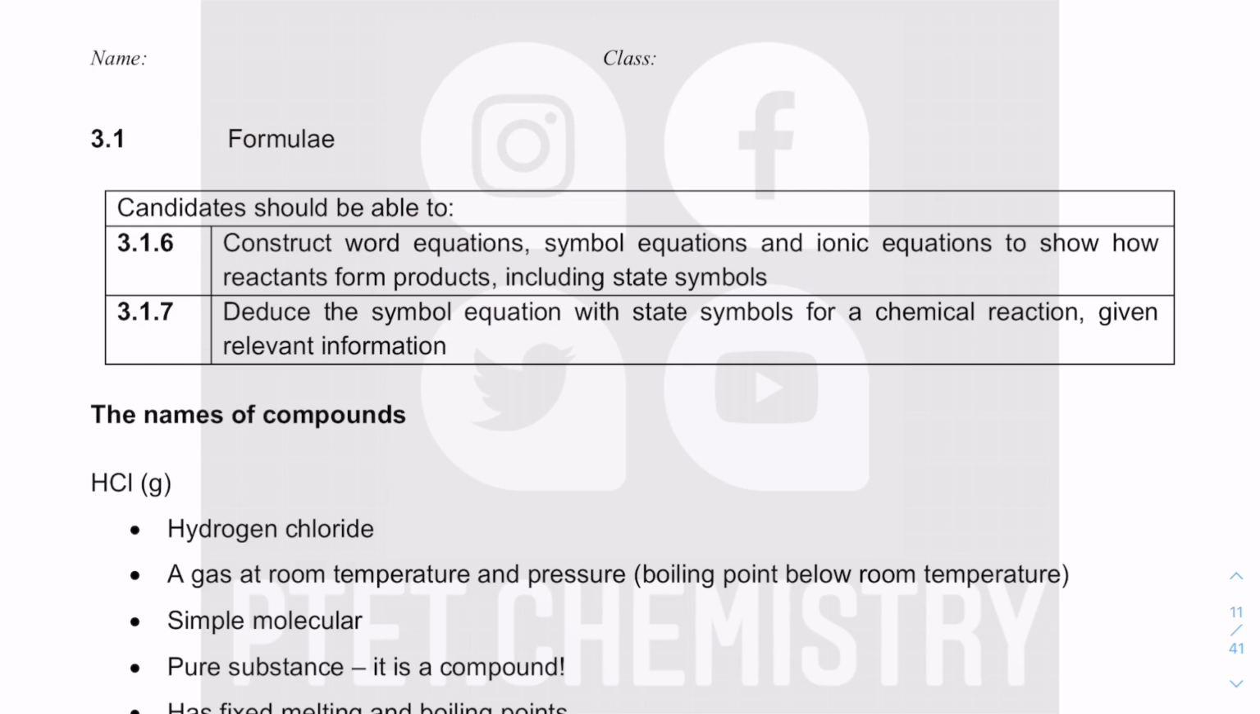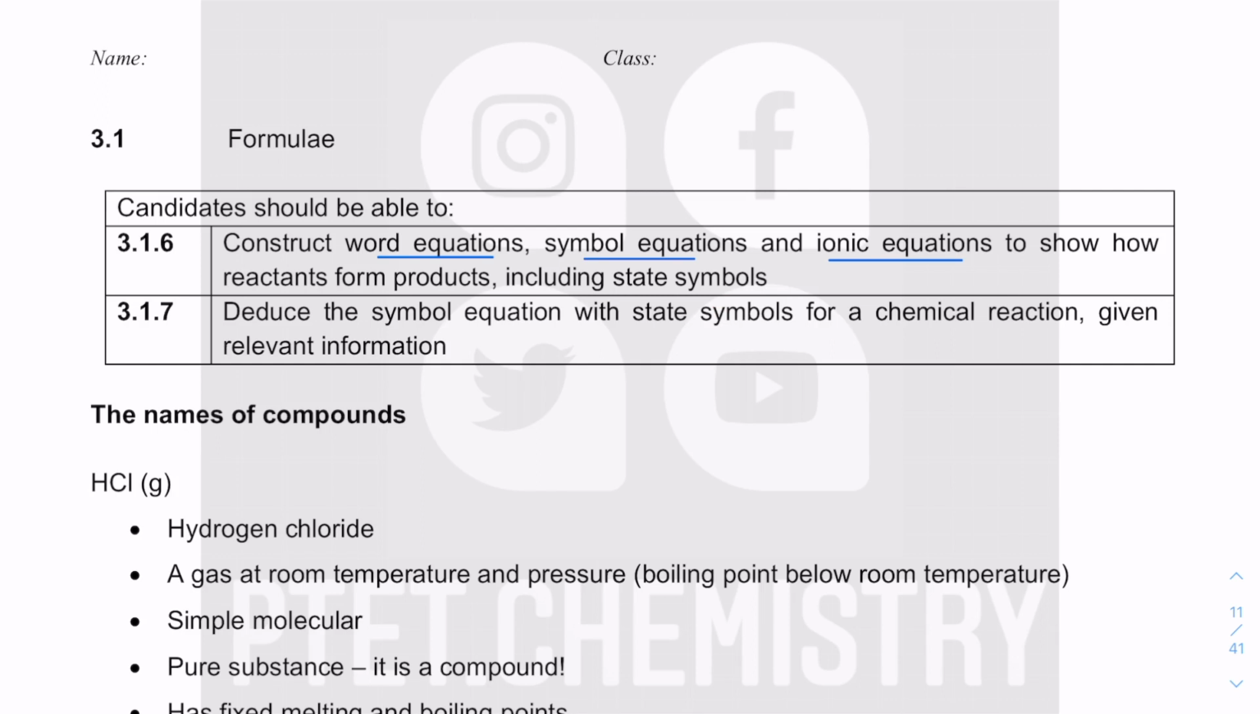So we're going to continue these lecture tutorials on constructing word equations as well as symbol equations based on the formulas that we learned in the previous lecture tutorials. And ionic equations will come afterwards when we have finished and mastered these word and symbol equations. State symbols are also going to be covered depending on what information is given in questions, as well as applying what you know from your chemistry vocabulary, based on what you know about structure and bonding, what kind of states they exist as at room temperature and pressure.